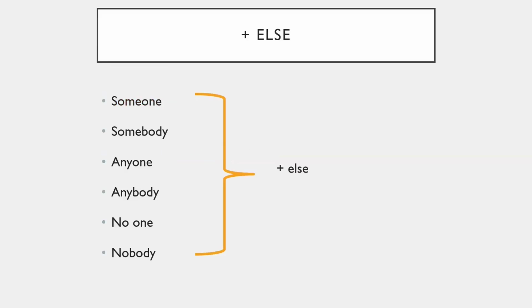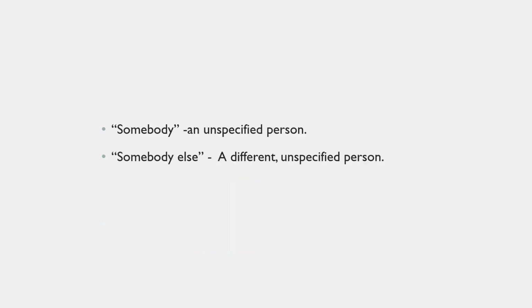And we can add else with these words. Look at this slide. We can say someone else, somebody else, anyone else, anybody else, no one else, nobody else. Then it means other than the person or things. For example, somebody means an unspecified person. Somebody else means a different unspecified person.